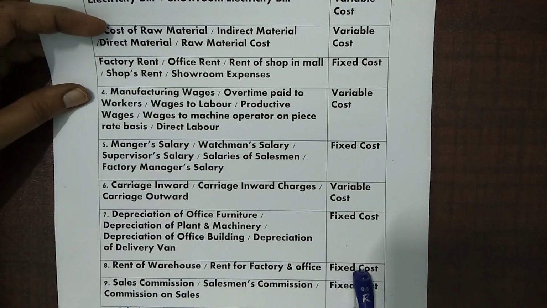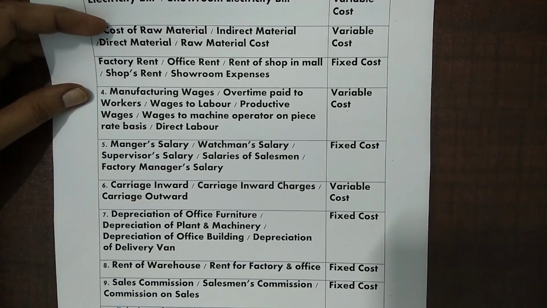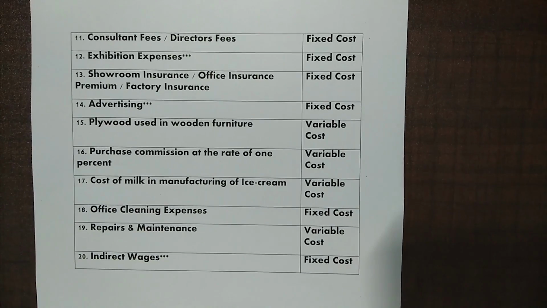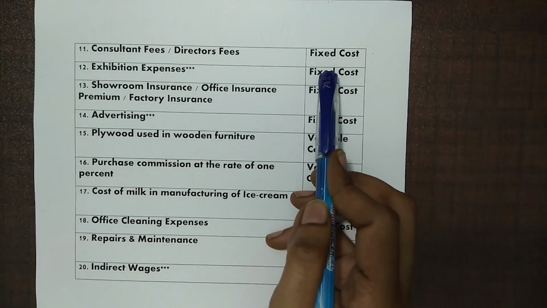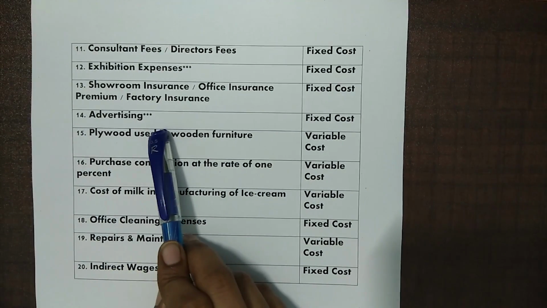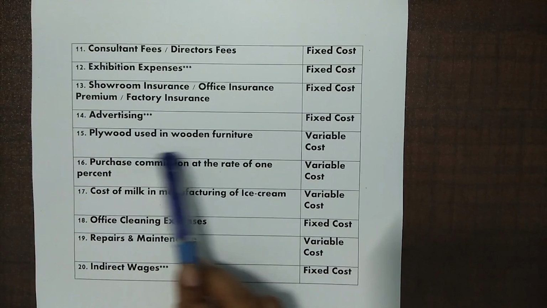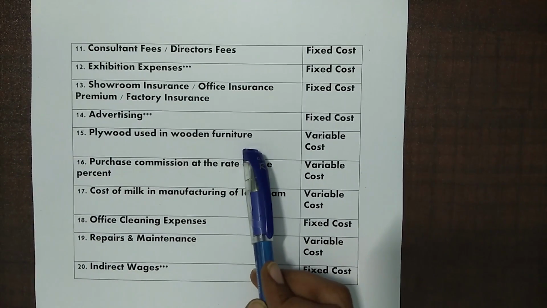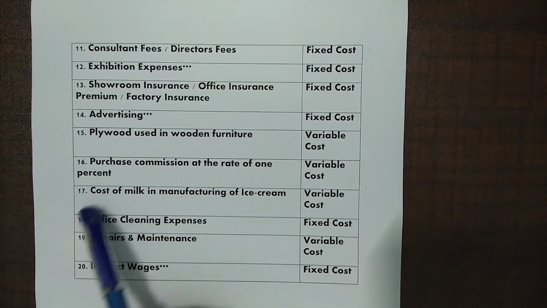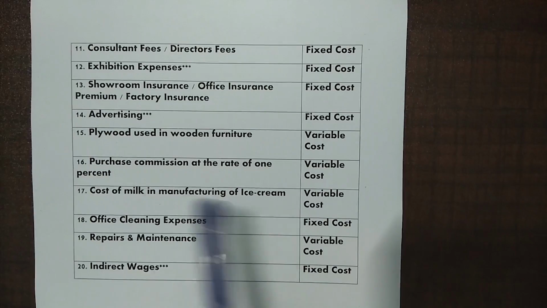Rent fixed. Sales commission fixed. Then printing of pamphlets, xerox, etc., that is a fixed cost. Now the next one is fees, fixed cost. Exhibition expenses, fixed cost. Insurance, fixed cost. Then advertisement expenses, again it is a fixed cost. If the plywood is used in particular furniture making, then it will be variable cost. The same will be applicable for the cost of milk in the manufacturing of ice cream.